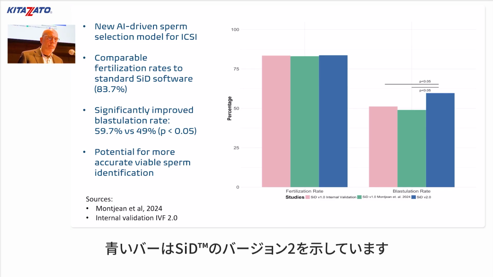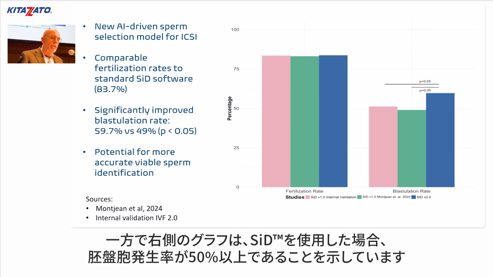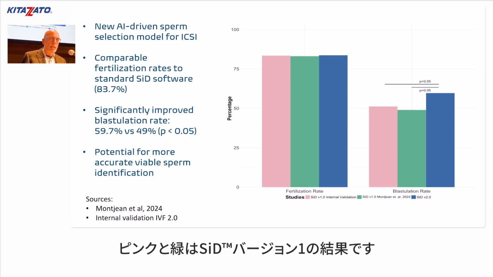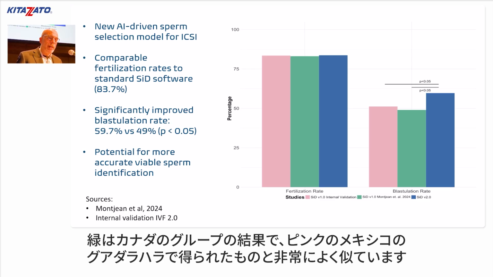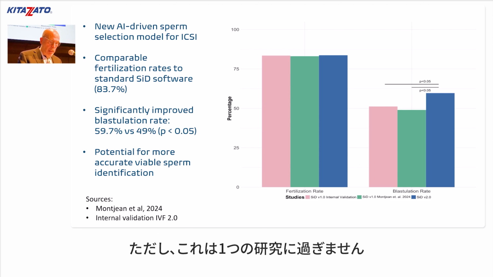And this is an early outcome. The blue bars show SiD version 2. And in this particular study, that didn't improve the fertilization rate, which is the left bar graph. And the second bar graph shows blastocyst utilization of 50% or better. Those are the blastocyst utilization rates from SiD version 1 in pink. In green, it's SiD version 1 scored by the Canadian group, which is very similar to the one that was obtained in Guadalajara, Mexico. And then SiD version 2 is the blue bar, which is a significant improvement in blastocyst formation rate. But this is just one study.